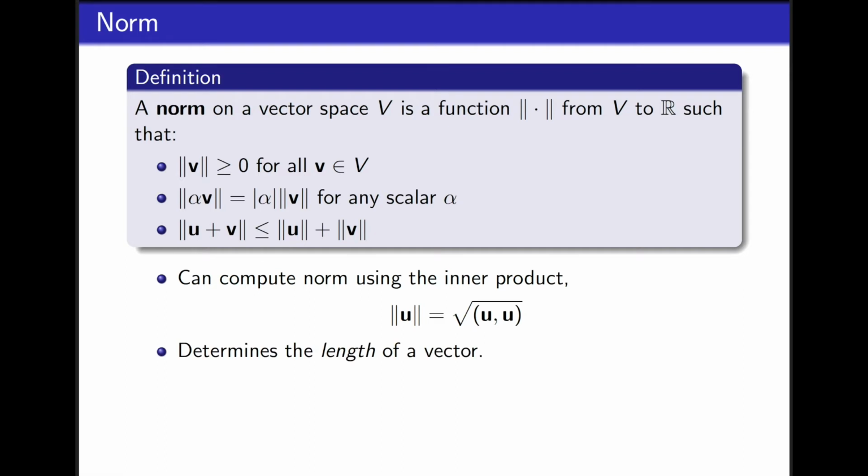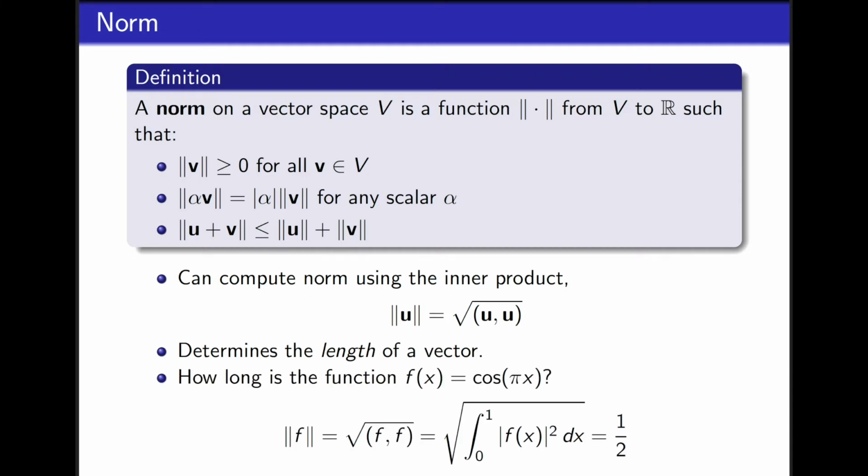The basic idea of a norm is that it defines the length of a vector. In R2 and R3, this makes intuitive sense, since we could stick a ruler on the vector and actually measure its length. However, this can be extended to consider the length of other types of vectors, such as functions. For instance, we can determine how long the function cosine of pi x is in the space of C01. Using the inner product, we take the square root of the integral of f with itself, and we see that the function has length 1/2.